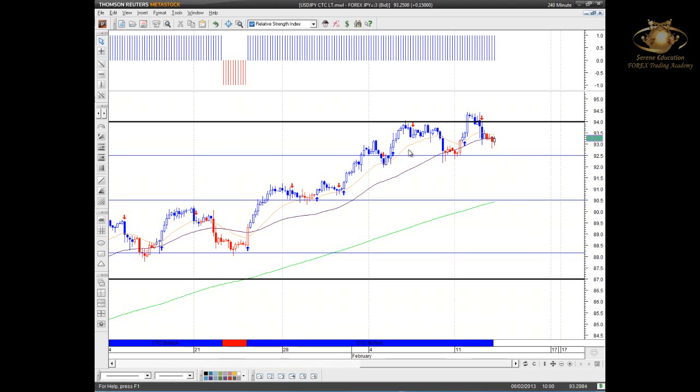And if yen's doing this against the US dollar, then we could see the same outlook on the cross pairs. So Euro yen, Sterling yen, Aussie yen, New Zealand yen, etc. So have a look into those pairs as well while you're at it.